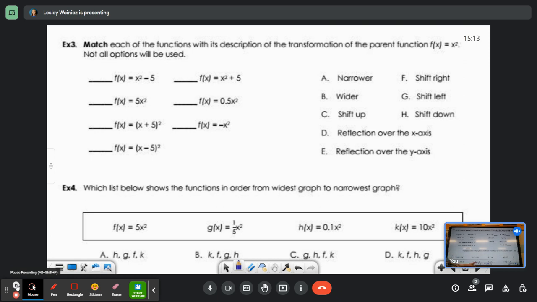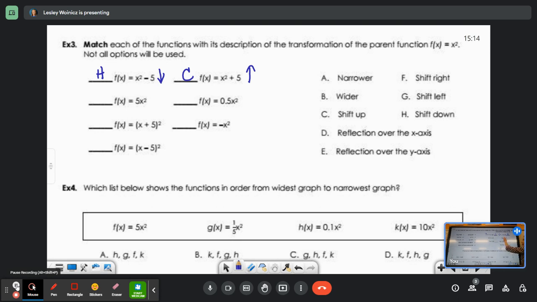What did you say for x squared minus 5? H. It's shifted down. Correct. Okay, go to the right. Go to x squared plus 5. If minus 5 is down, what does plus 5 have to be? Up. So that one's C. All right, let's look at the next row.